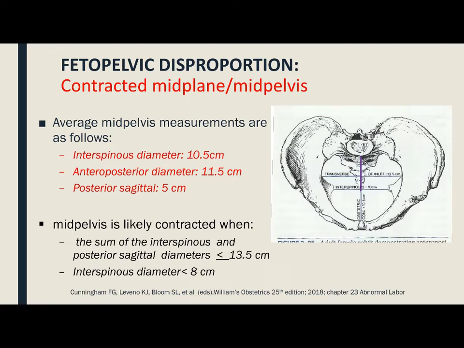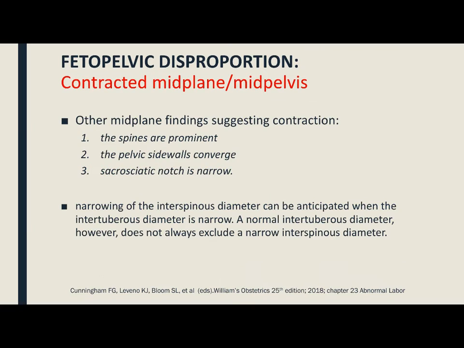So the midpelvis is likely contracted when the sum of the interspinous and the posterior sagittal diameters is less than 13.5 centimeters or when the interspinous diameter is less than 8 centimeters. Other findings that suggest midpelvis contraction would be the following: when the spines are prominent, when the pelvic side walls converge, or when the sacrosciatic notch is narrow. Narrowing of the interspinous diameter can be anticipated when the intertuberous diameter is narrow. A normal intertuberous diameter, however, does not always exclude a narrow interspinous diameter.